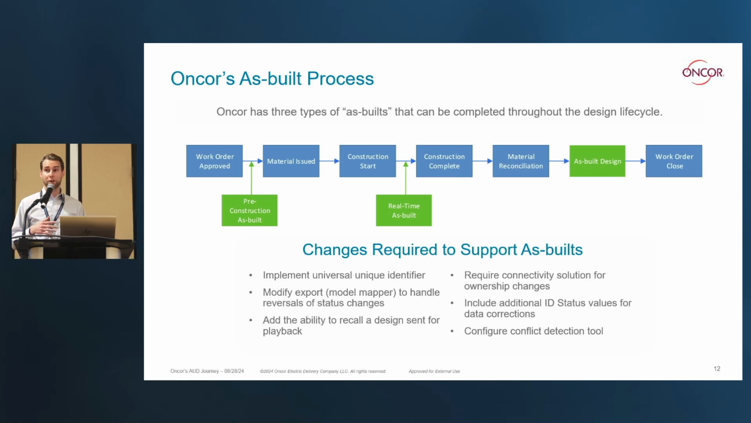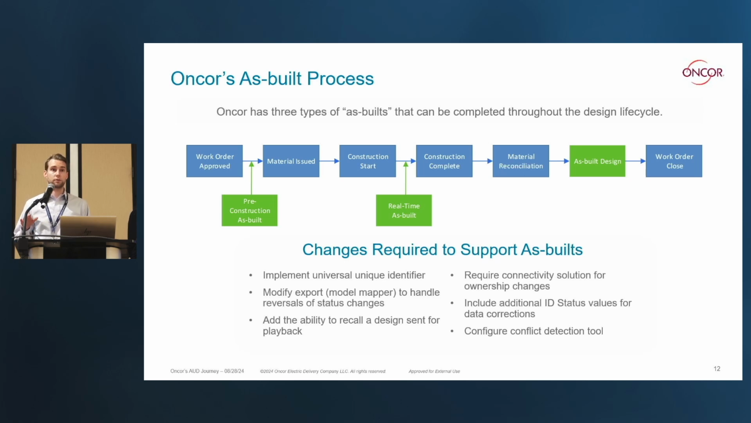I did not want to make a graphic for every single one of these changes, so I'm going to do my best to conceptually talk through a few of these to give you guys awareness. So the first thing is we implemented a unique identifier between our two systems. So if I'm doing design work in AUD, I'm going to have a unique identifier that gets applied to every feature. Same thing in our existing tool.